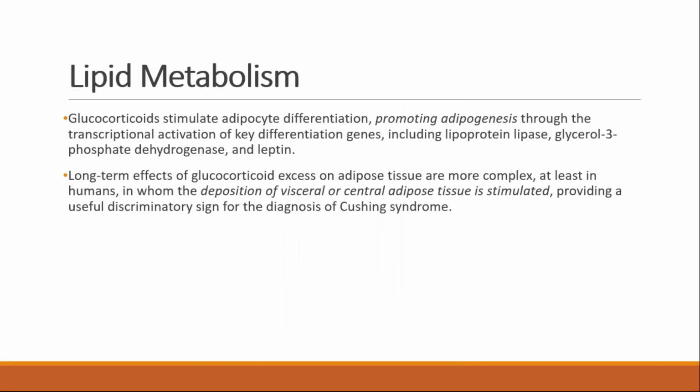Metabolism: cortisol can stimulate adipocyte differentiation, promoting adipogenesis through transcriptional activity of key differentiation genes, increasing lipoprotein lipase and these enzymes. The long-term effect of glucocorticoid excess on adipose tissue is very complex, and it causes deposition of visceral or central adipose tissue, which is solely responsible for the typical presentation of Cushing syndrome, that is central obesity. When you see a patient of Cushing syndrome, you'll see a centripetal obesity: not the whole body, only the central part of the body is obese, because central adipose tissue is stimulated by glucocorticoid excess.